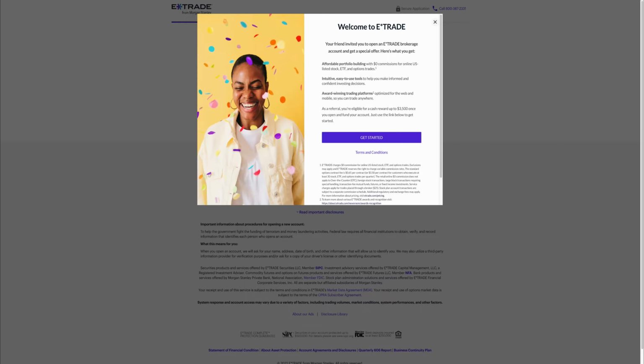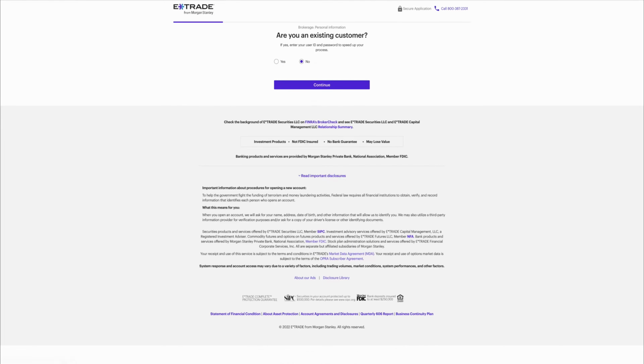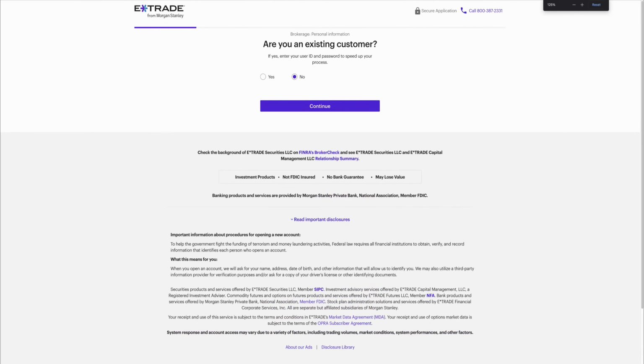Anyhow, depending on how you decide to begin the sign-up process on Etrade, select individual account and click continue. Let me zoom in a bit here so you can see the entire process better. There you go. On this page, since you do not have an account, select no and then click continue.